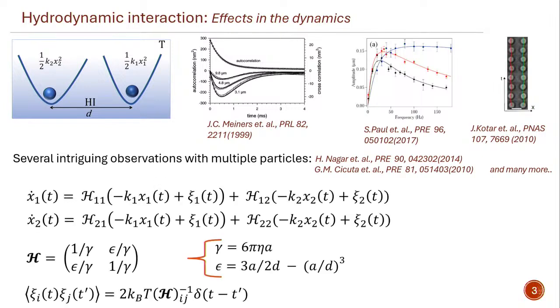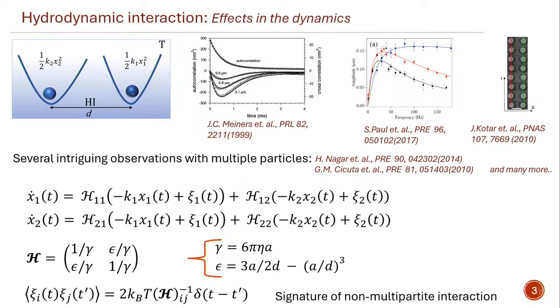And simply if you consider just two particles connected by hydrodynamic interaction, you can write coupled Langevin dynamics for it. Interestingly, here the deterministic force as well as the stochastic force are both coupled via a hydrodynamic interaction tensor, which consists of this epsilon, the coupling term, which depends on the size of the particle as well as the distance between them, and the noises involved are cross-correlated like that.